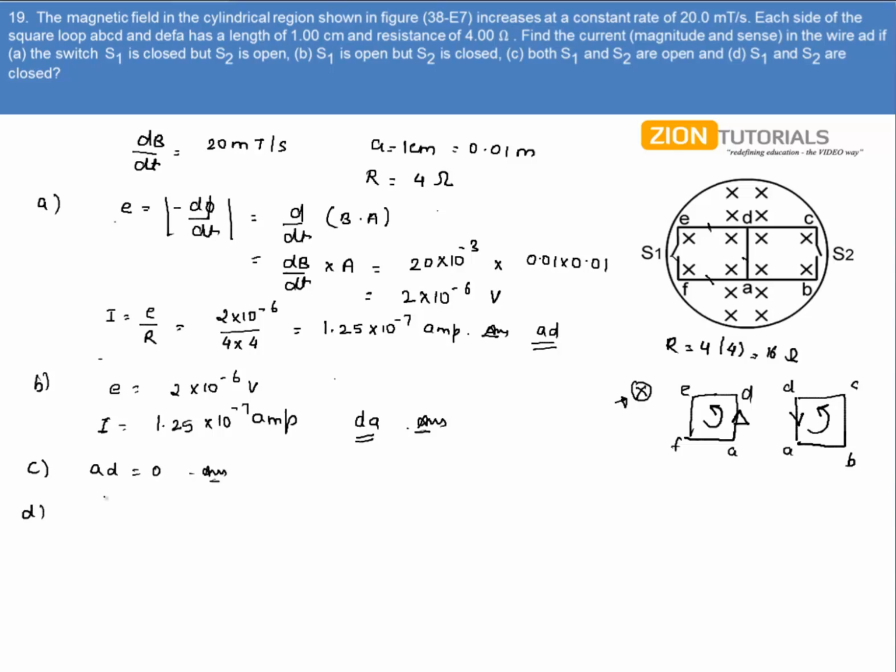And in part D, when S1 and S2 are both closed, due to S1 the current will flow in the direction A to D as we calculated in the first part, and the current due to switch S2 will be in the direction D to A and of the same magnitude. So the net current flowing through D to A or A to D will be zero, because the two effects nullify each other. So again the current in the wire AD will be equal to 0.